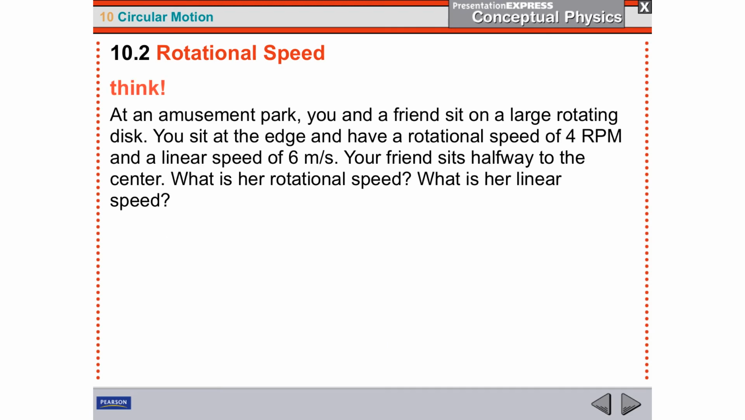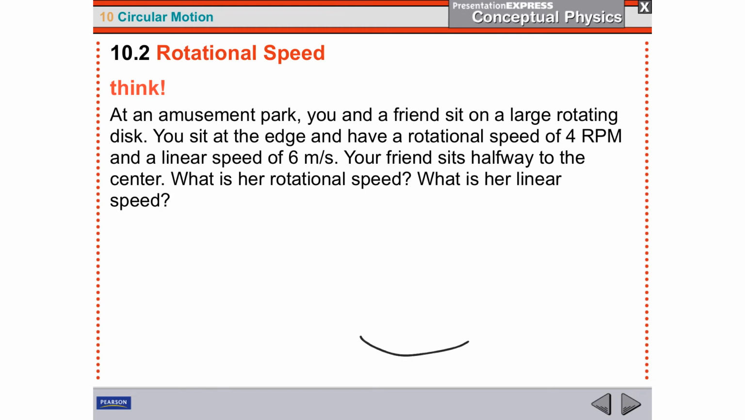Okay, well, let's do an easy problem. At an amusement park, you and your friends sit in a large rotating disc. You sit at the edge and have a rotational speed of 4 RPM and a linear speed of 6 meters per second. Your friend sits halfway to the center. What is her rotational speed? What is her linear speed?